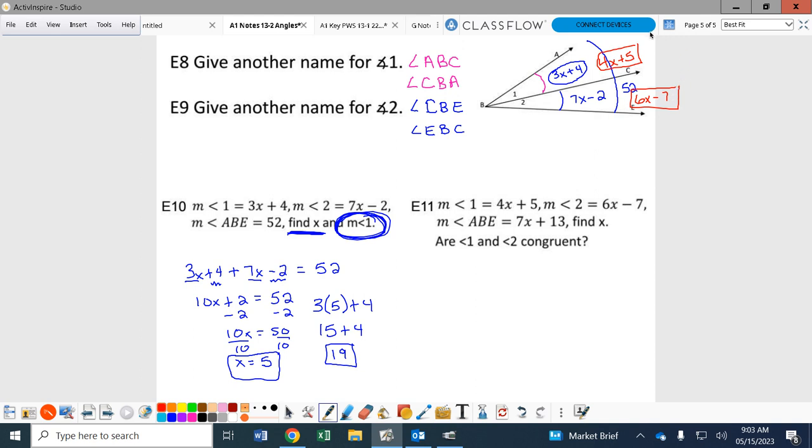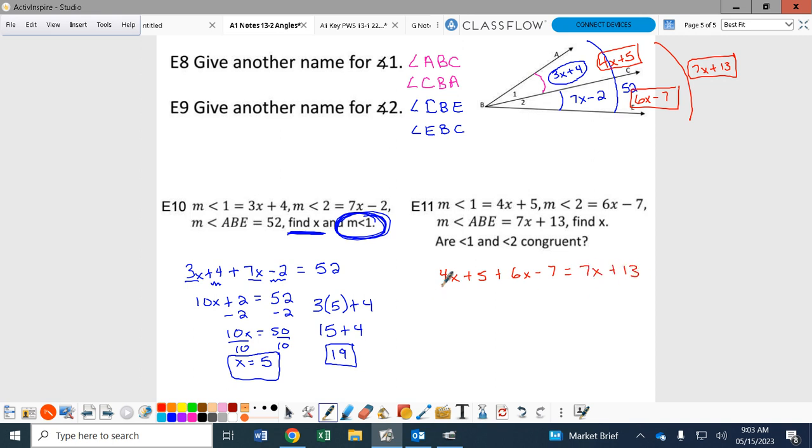Tells me ABE the whole thing, so the whole thing I'm just going to write out here and put a box around it. It's going to be 7x plus 13. That's ABE, guys. Again, you got to be able to know what they're talking about when they tell you ABE because you know how to name it. So then we use the idea of a part plus a part equals a whole again, so you'd set it up as 4x plus 5 plus 6x minus 7 equals 7x plus 13.